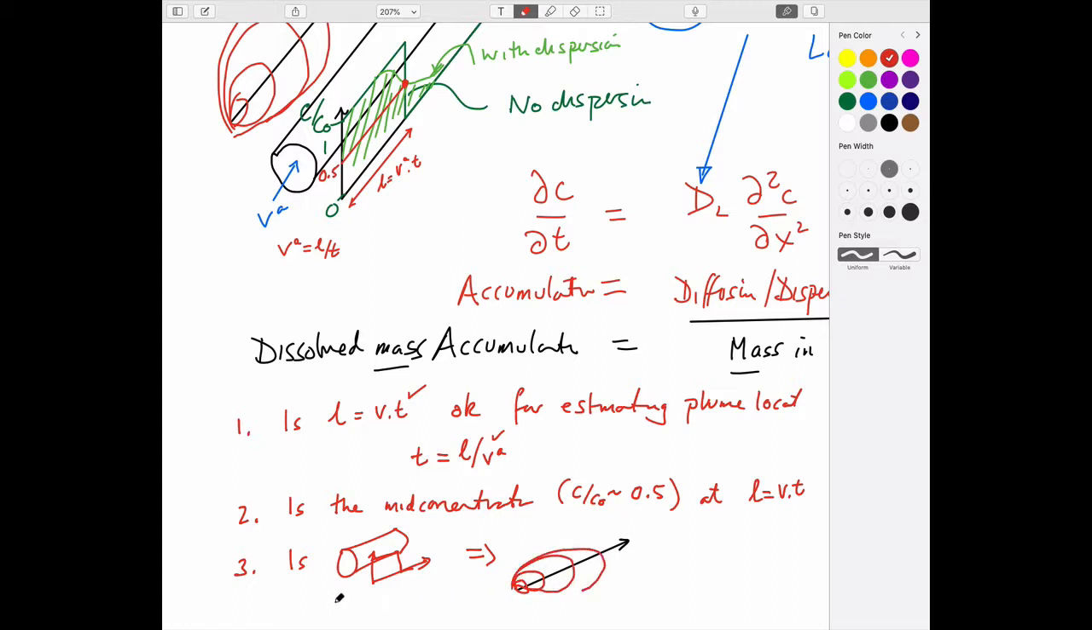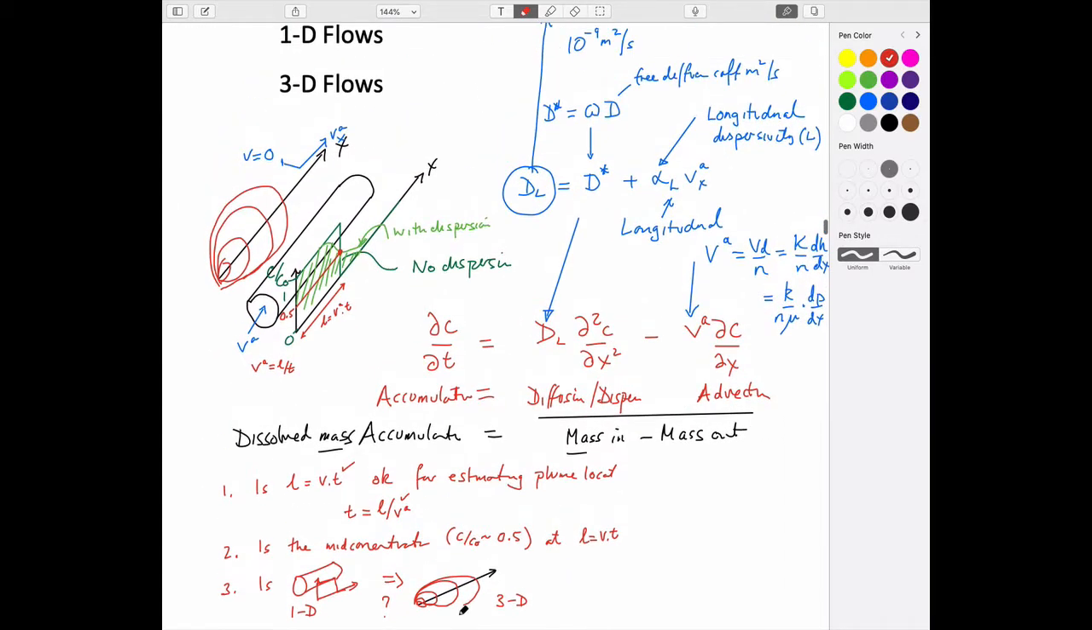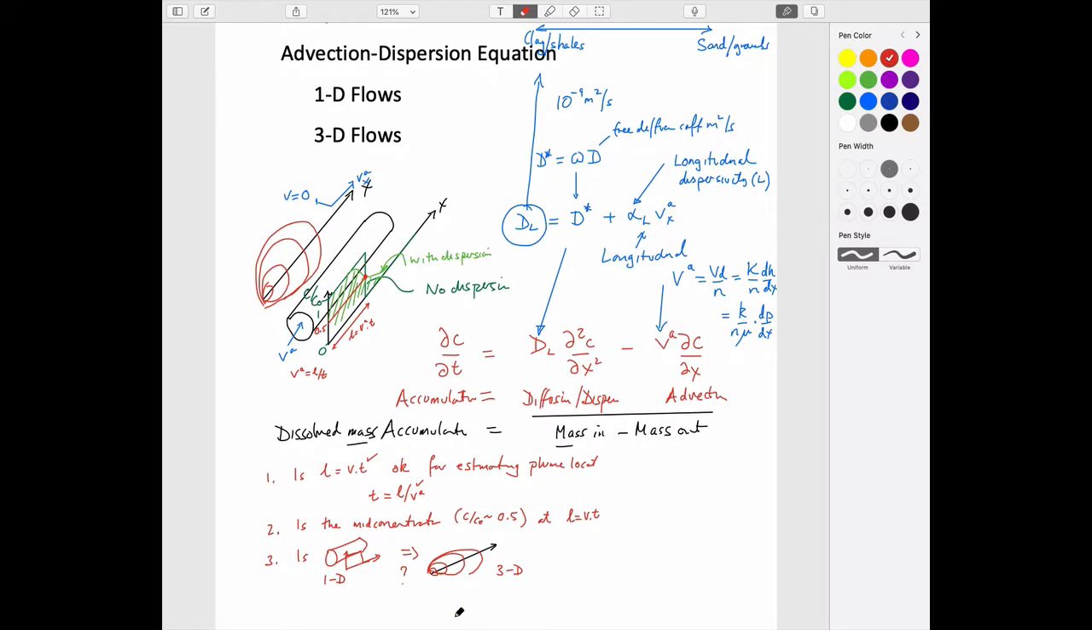So I guess, is 1D a good predictor of 3D? Those are three questions that we might ask ourselves. And so we have kind of the background to do that. We know everything, or a little bit, about the behavior that controls our system, and that's defined in this advection-dispersion equation, which we know what the individual components are.